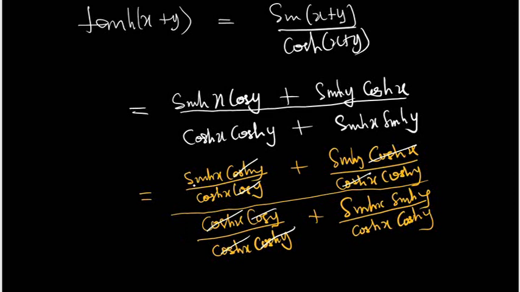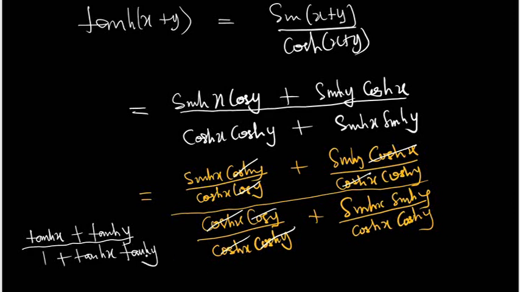Good. But we know that sinh x over cosh x is tanh x. So we can write this as tanh x. And then sinh y over cosh y can also be written as tanh y. Then everything cancelled out and the remaining expression is 1. And then sinh x over cosh x is tanh x, and sinh y over cosh y is tanh y. So this is also the identity for the double angle identity for tanh x plus y.